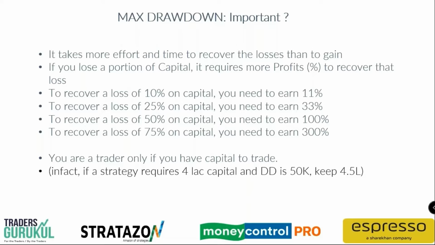To recover a loss of 10% on capital, you need to earn 11%. Likewise, to recover a loss of 50% on capital, you need to earn 100%. And to recover a 75% loss on capital, you need to earn 300%. So this is very important. So how can we manage it? In fact, if you are deploying a strategy which requires 4 lakh of capital and drawdown is 50,000, you should keep your margin as at least 4,50,000.